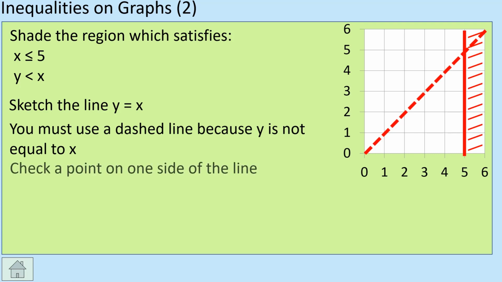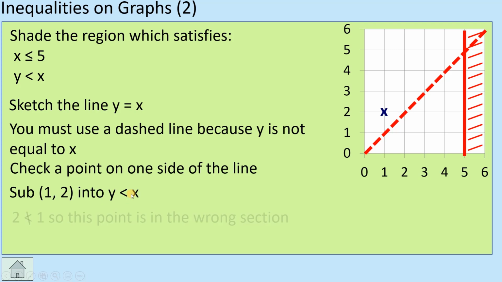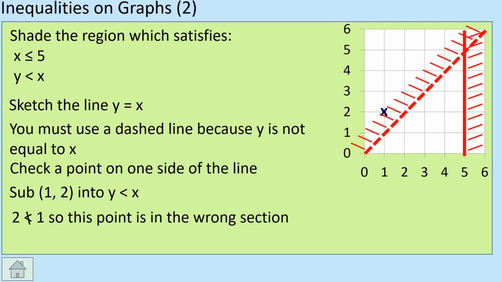And then similarly, we're going to pick a coordinate over here. So it's got 1 and 2. So when we put those into the equation, we've got 1 on this side, which is the x, and the 2. Is 2 less than 1? No. So that's in the wrong section, so we can eliminate that section. So what you've done, you've eliminated 2 sides of it, and you're left with this portion in the middle, which is the area that we are now going to shade. And that's the region that satisfies both those 2 inequalities.